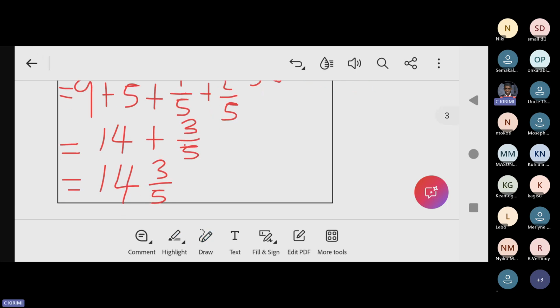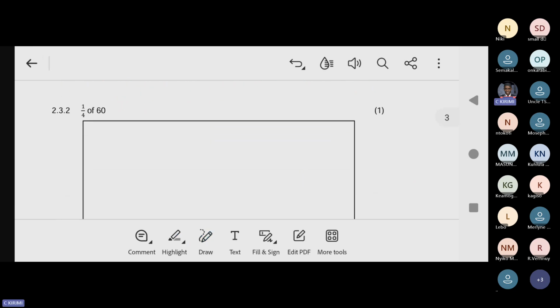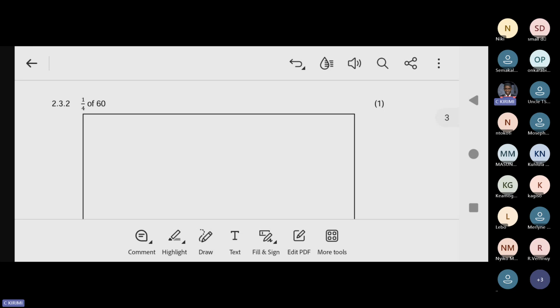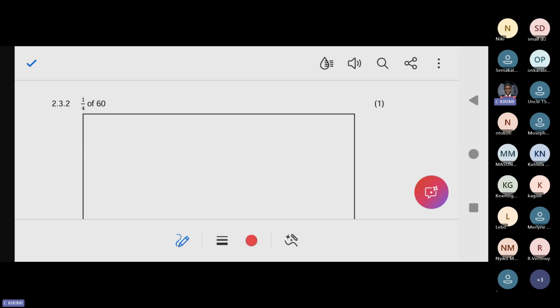Then the next question, which you are now attempting, it's "of". You are given 1/4 of 60. I told you whenever you are given "of", it means you are multiplying. Of 60, which means it's 60 over 1. 60 is a whole number, so 60 as a fraction is 60 over 1.